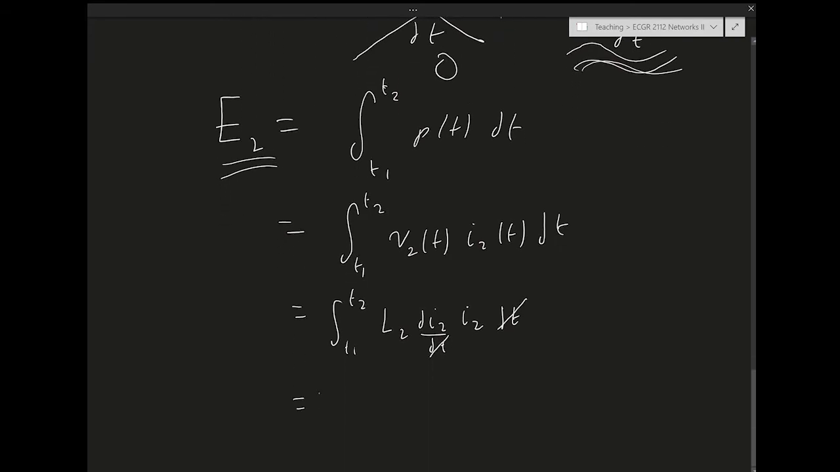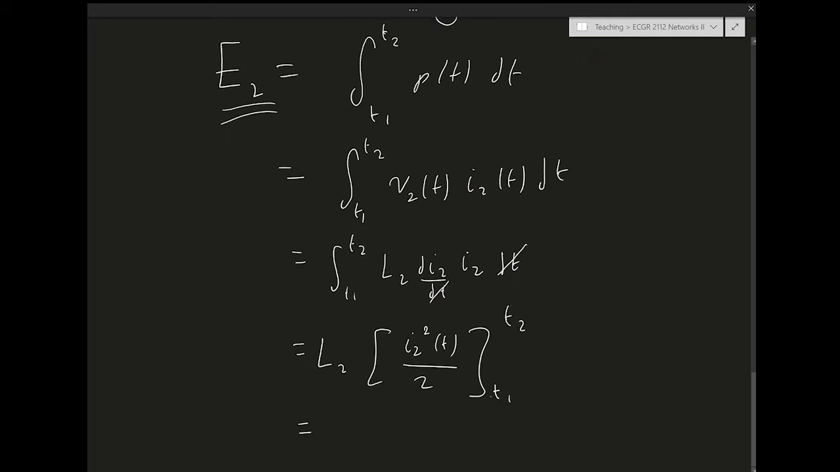I can do this integral: L2 times I2 di2. This is just I2 squared over 2 from T1 to T2. And I know that at T1, I2 is 0. At T2, I2 is I2 capital. So I end up with the energy coming in from the secondary, from the circuit connected to the secondary coil, being half L2 I2 squared.